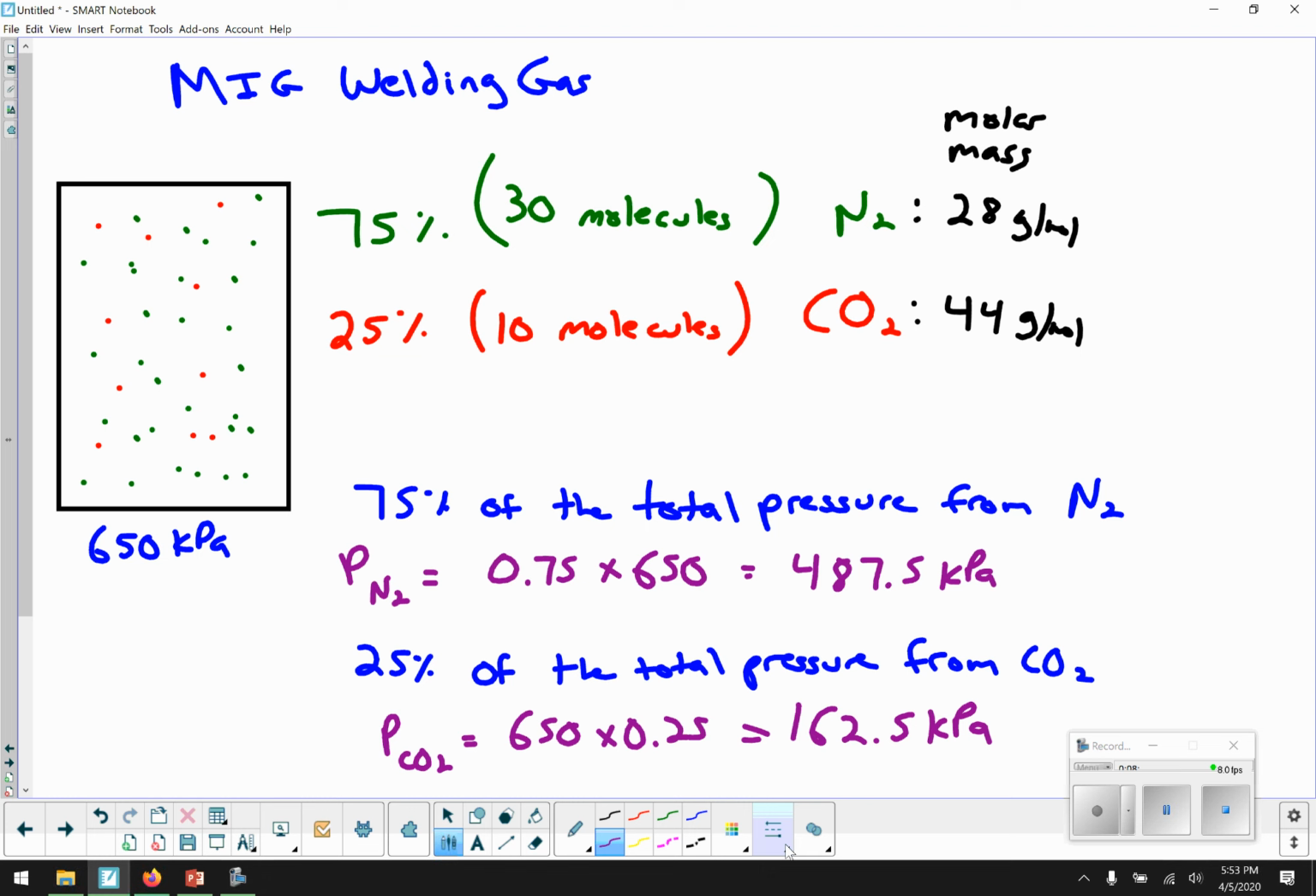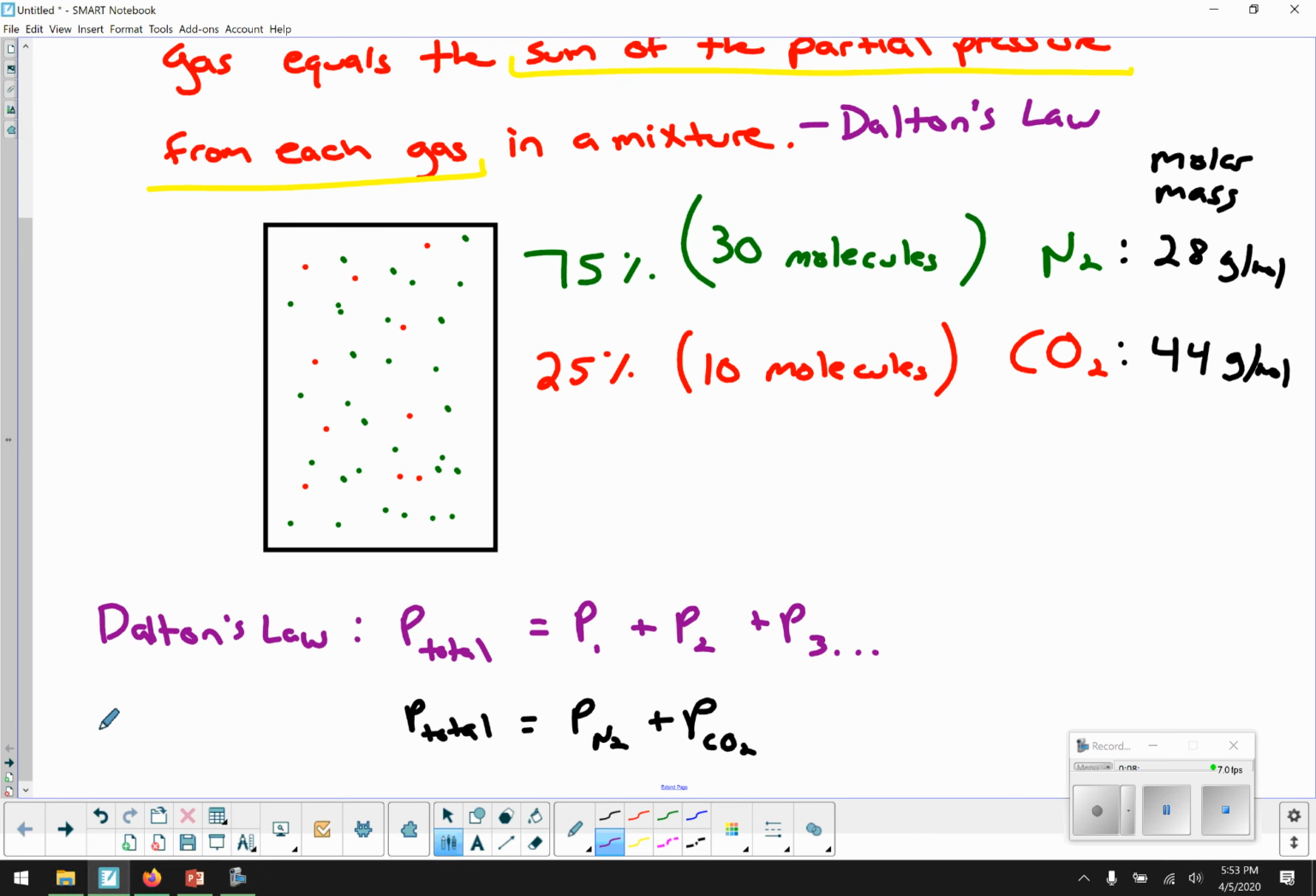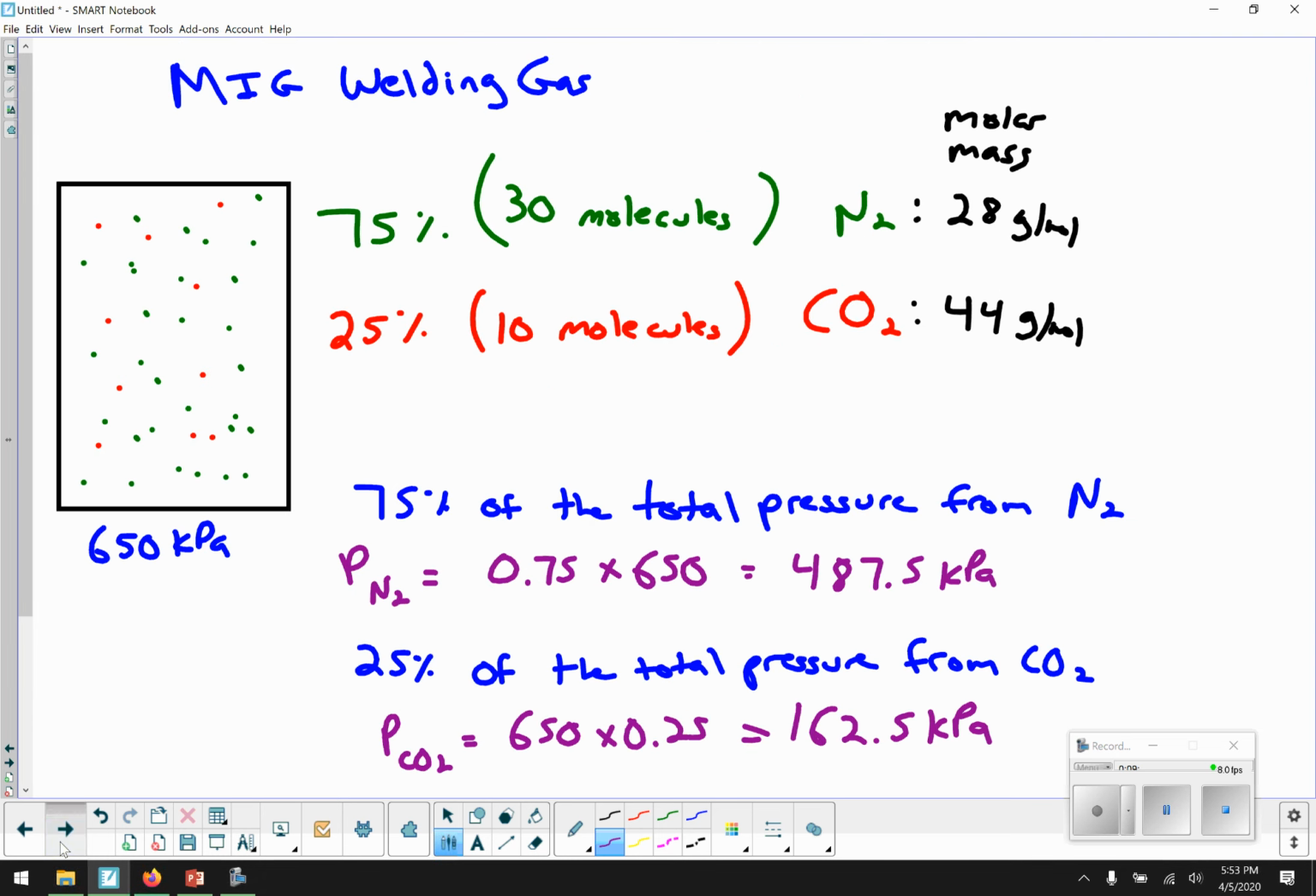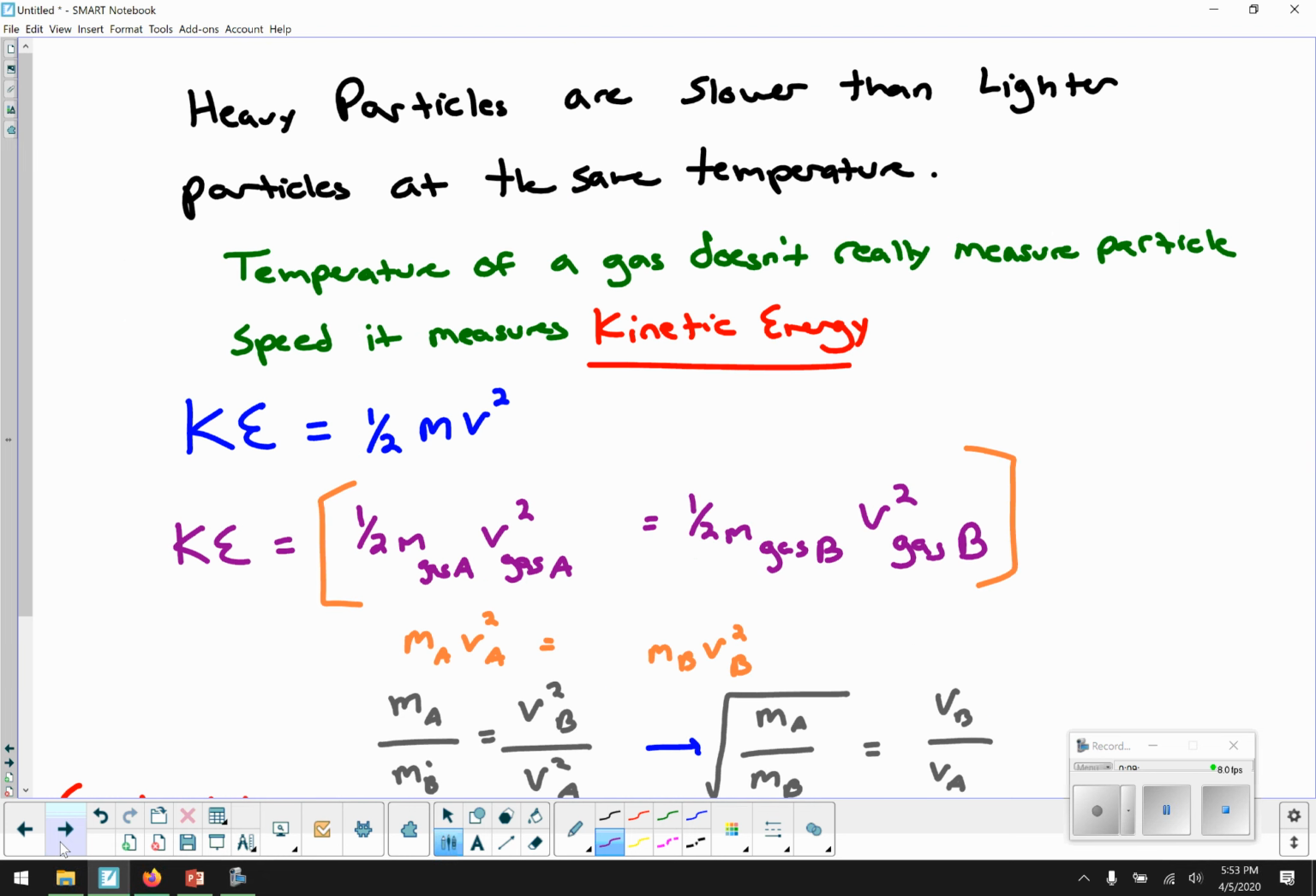So that's Dalton's law. And again, very simple. It's written out as the total pressure equals the sum of the partial pressures: P1 plus P2 plus P3, all the way out. And when we actually write it, we replace the subscripted numbers with the actual species we're talking about. So this works if you have a mixture of 2 gases or 5 gases or 8 million gases, although that would be a pain. Just sum the partial pressures.